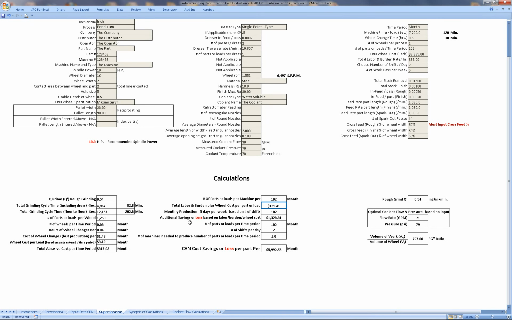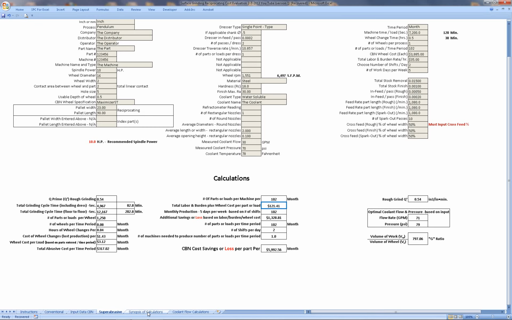One of the things to look at is the additional savings or loss based on the labor and burden cost. We compare this number to this number compared to the conventional number and that number. That becomes an additional number of 1,328.81, which is added to the straight out cycle time differences.